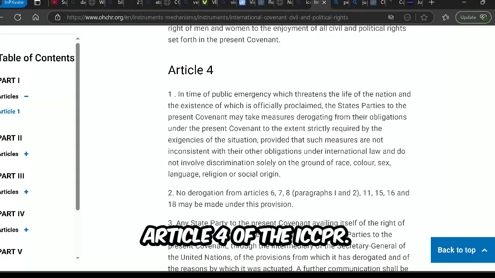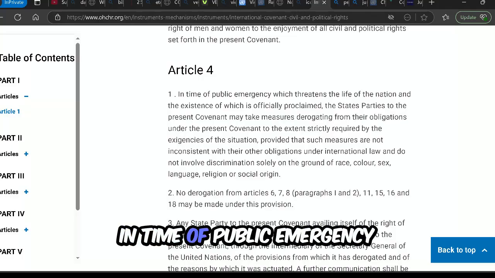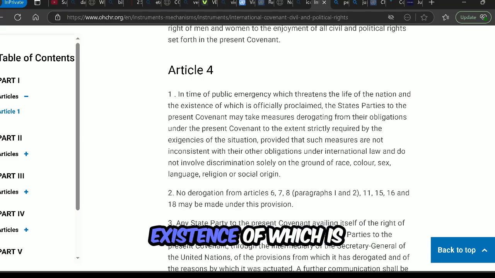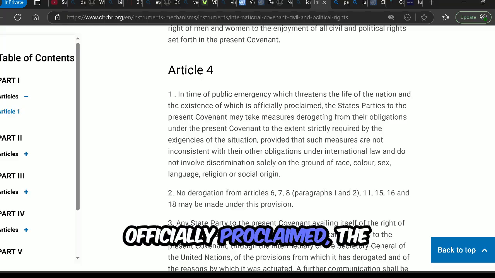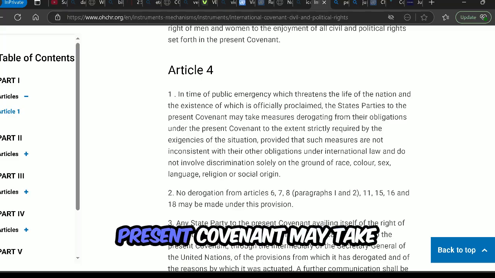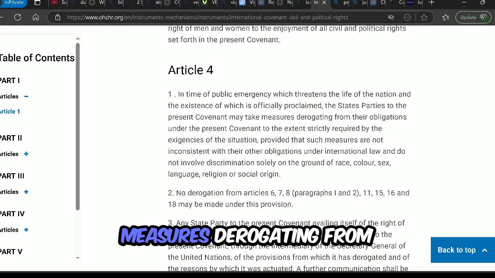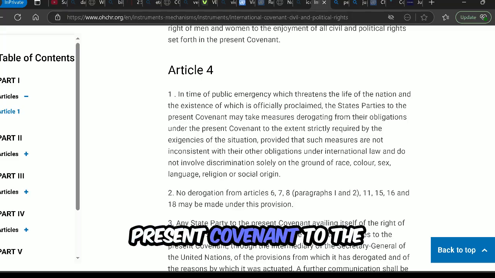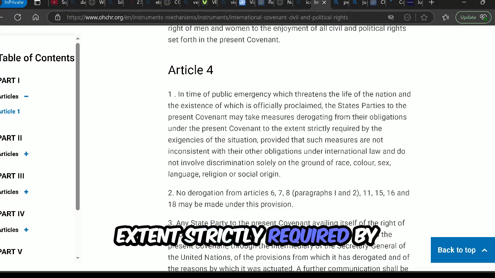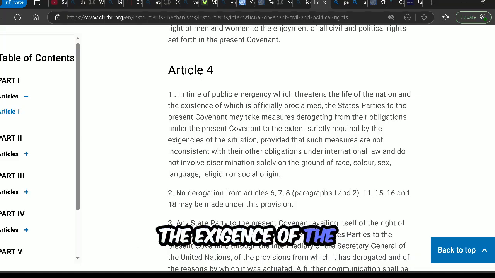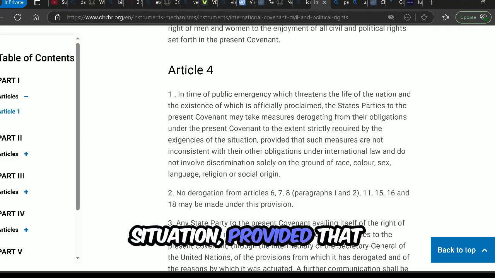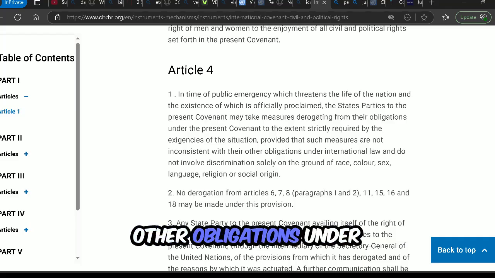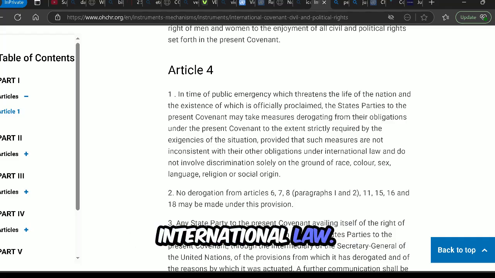Article 4 of the ICCPR: in time of public emergency, which threatens the life of the nation and the existence of which is officially proclaimed, the state parties to the present covenant may take measures derogating from their obligations under the present covenant to the extent strictly required by the exigence of the situation, provided that such measures are not inconsistent with their other obligations under international law.